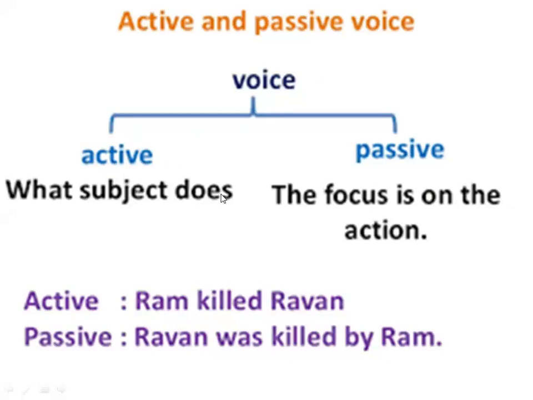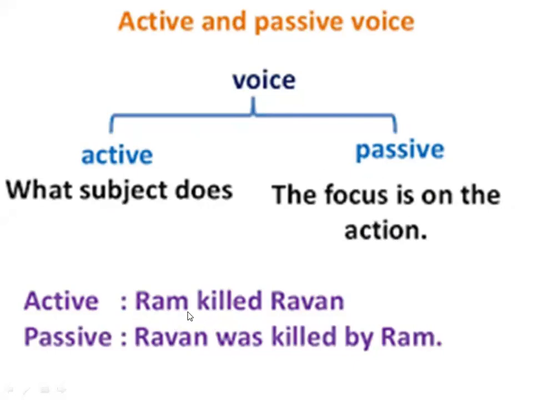This is a small flowchart of active and passive voices. Active voice, what subject does, कि subject ने क्या काम perform किया, the doer of the work, what is the subject doing. Then in passive we focus on the action. ठीक है, focus on the action, कि पैसिव में हम ऑब्जेक्ट के ऊपर क्या एक्शन परफॉर्म किया जा रहा है, we focus on that action.